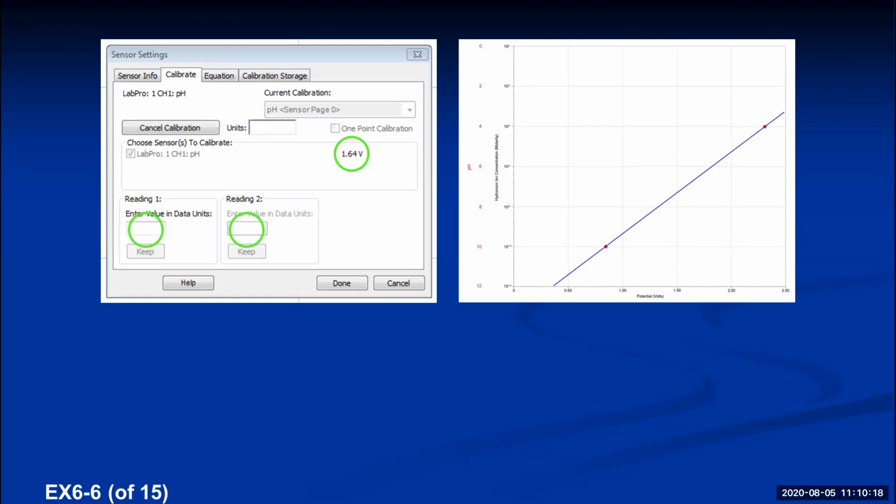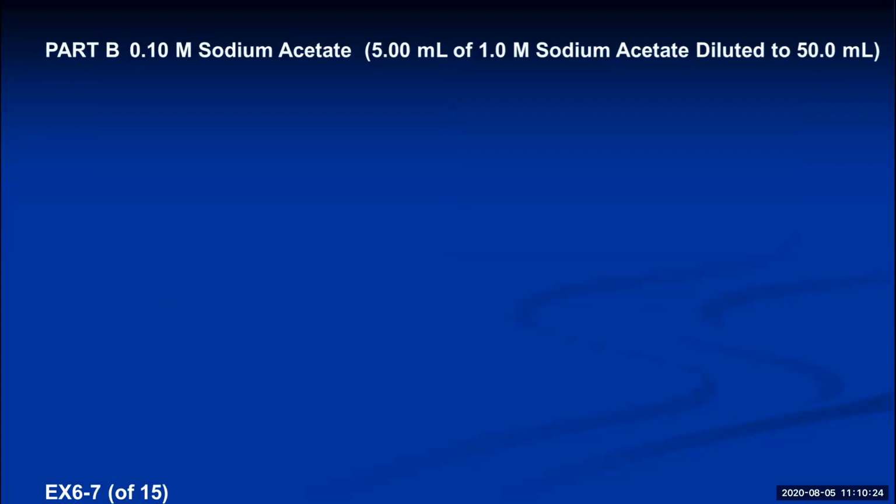And so you'll test those solutions. We'll see how close the experimental values are to the theoretical values. In part B, we're going to prepare a 0.10 molar sodium acetate solution by taking 5.00 milliliters of 1.00 molar sodium acetate and diluting it to 50.0 milliliters. You could see how we get 0.10 molar for the sodium acetate if you go through your dilution equation again, but I'm not going to do that.